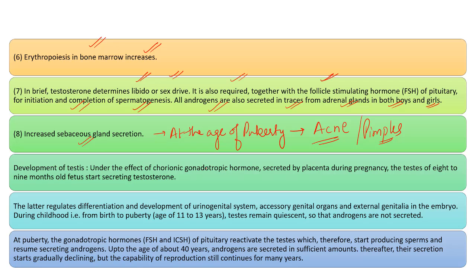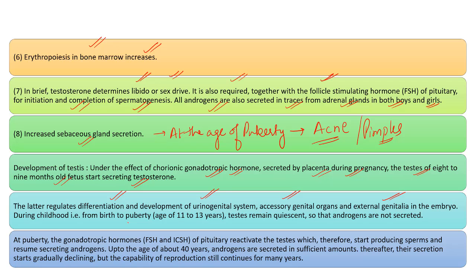Development of testes. Under the effect of chorionic gonadotropin hormone secreted by the placenta during pregnancy, the testes of an 8 to 9 months old fetus start secreting testosterone. The testosterone regulates differentiation and development of the urogenital system, accessory genital organs, and external genitalia in the embryo.